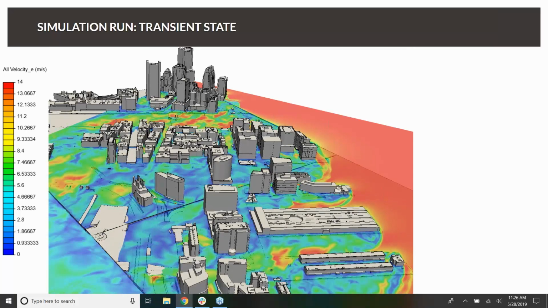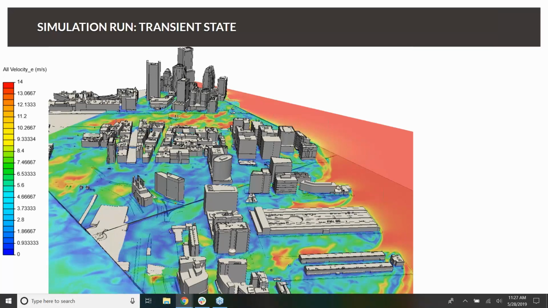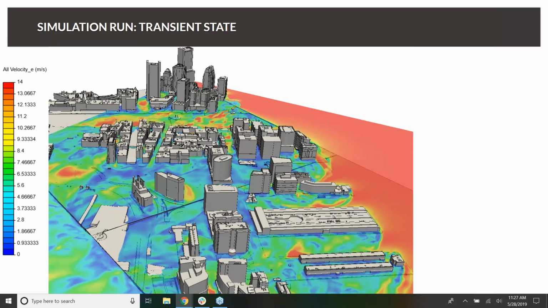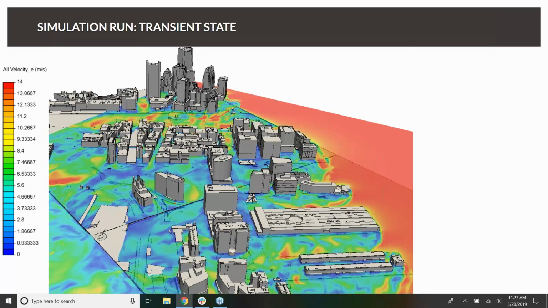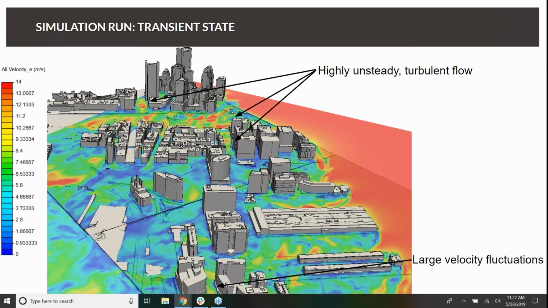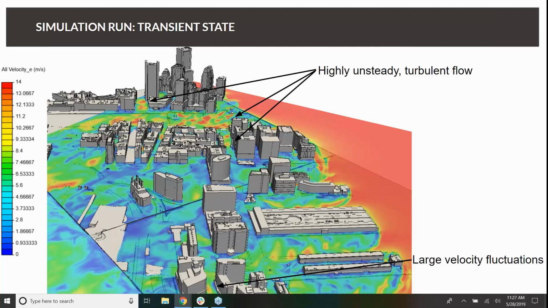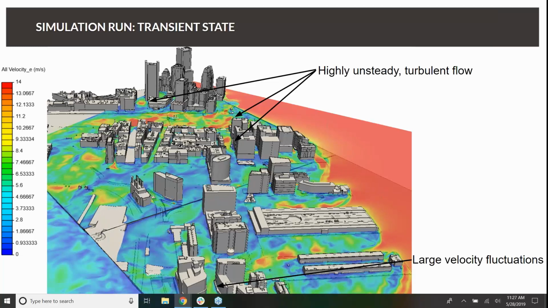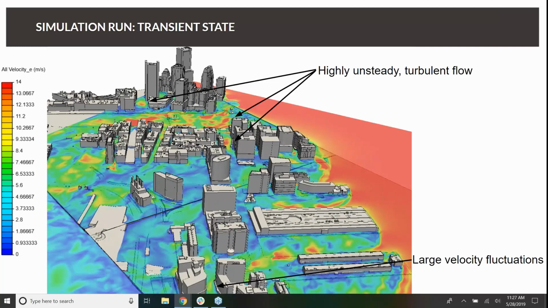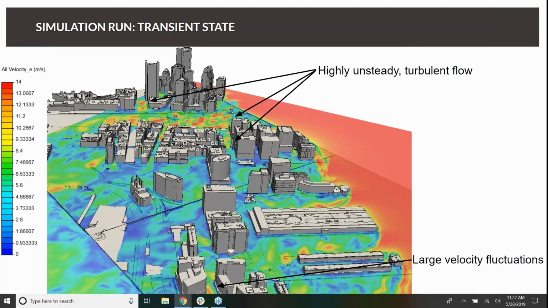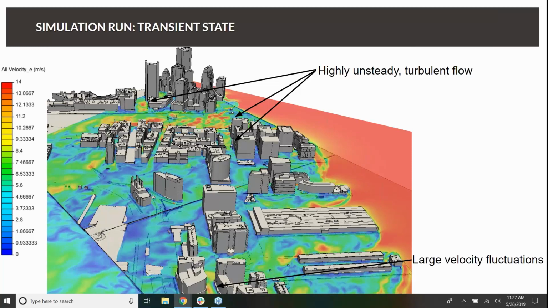Over on the far right-hand side, you can see the first buildings right on the ocean cause a ton of turbulence, especially in between the buildings where there are those little channel areas. I pointed out some areas of highly turbulent, unsteady flow. The top left one there is a region where, again, there's massive fluctuation, almost from no wind up to 14 meters per second and back down within a 200 second time interval.